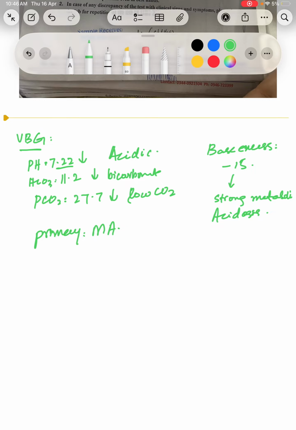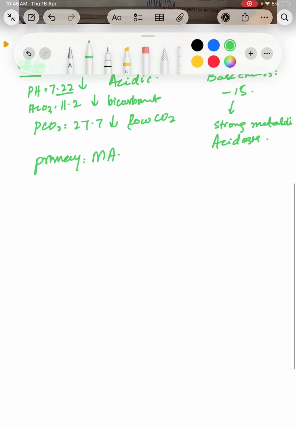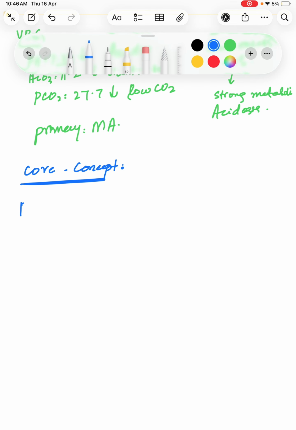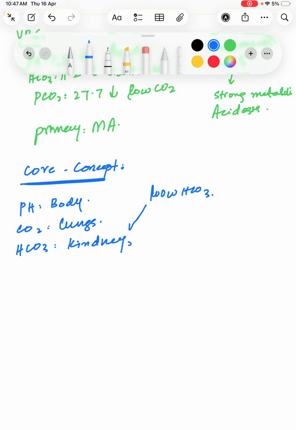Now coming towards the core concept of this acid base balance, what is the concept? Core concept. So the pH is maintained by the body, the CO2 is maintained by the lungs, and the HCO3 is maintained by the kidneys. Okay, so now what is the key relation? Now if the HCO3 is low, it means that this is the defect due to kidneys, so this is a metabolic defect.